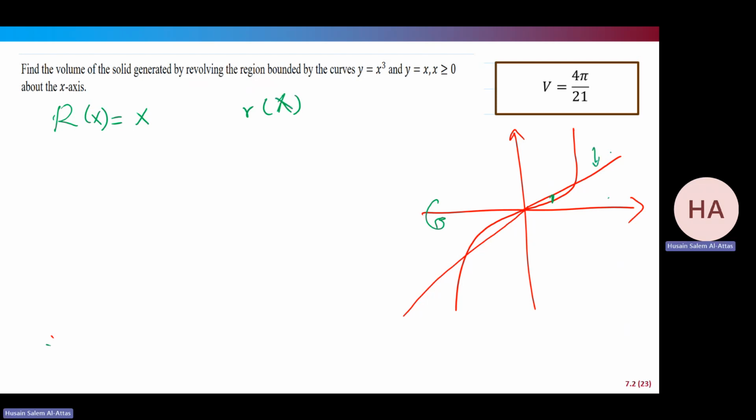This will be capital R of x equal x. Let me do it here. So this is the upper, the outer, and this is the inner.